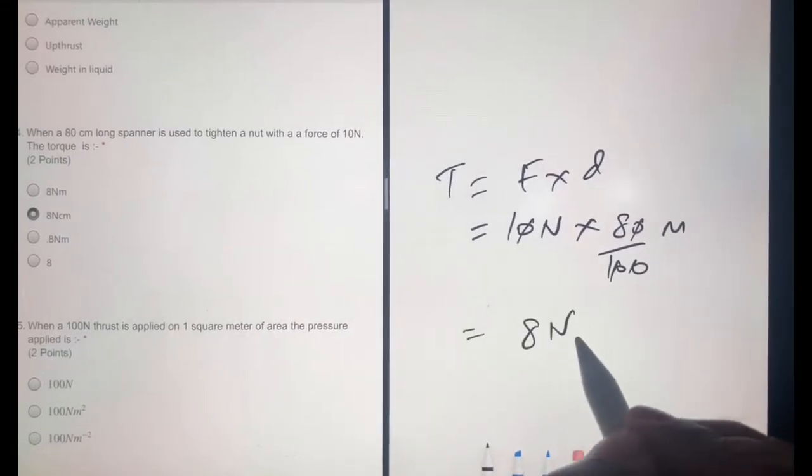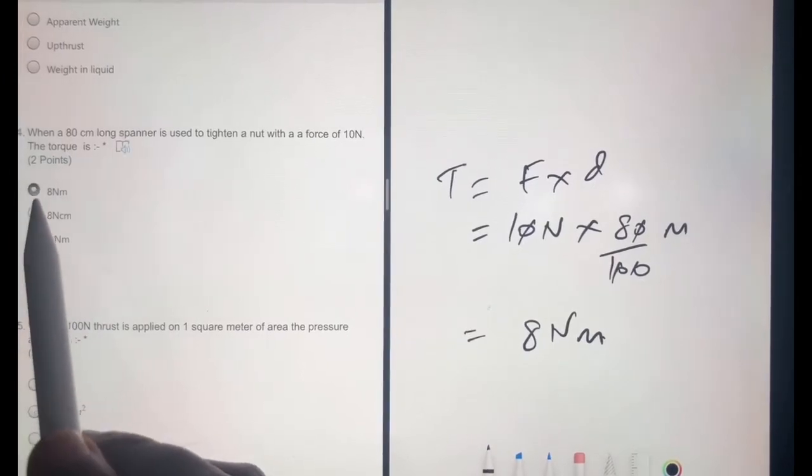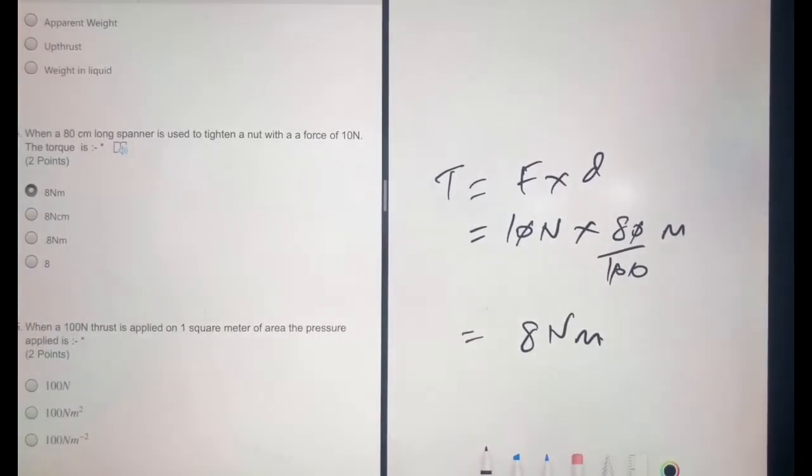So 8 Newton meter. So this option, 8 Newton meter, is going to be the correct option.